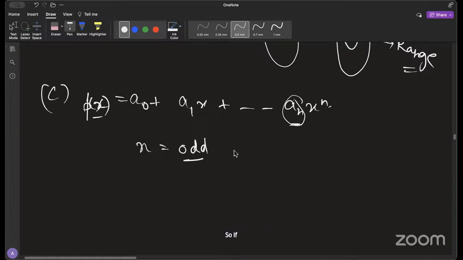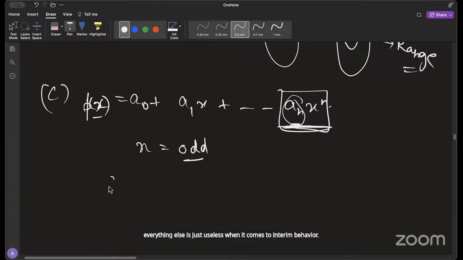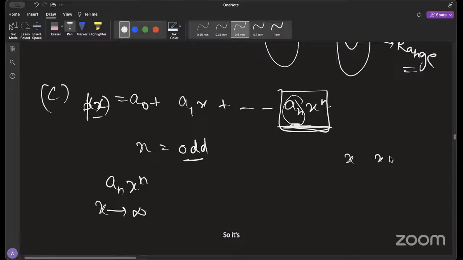So if n is an odd number, this is the deciding term. This decides everything, and everything else is useless when it comes to end behavior. So you just have to focus on a_n x to the power n, and n is given to be odd. If x tends to infinity, it's like x or x cube or x to the power 5. They all behave in the same manner: as x tends to infinity, x to the power odd tends to infinity.